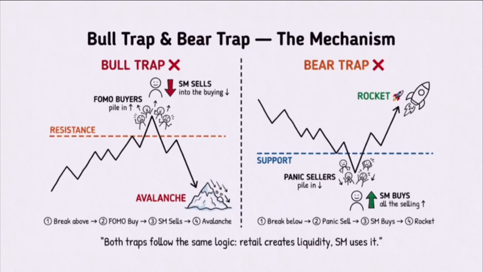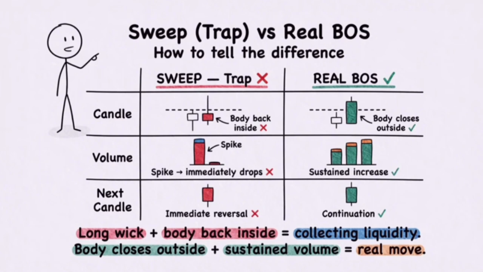It becomes an avalanche. A bear trap at support. Price breaks below support. Panic selling kicks in. Shorts pile on. Smart money buys from all of that selling, absorbing every sell order at discount prices. Then price reverses hard. Short squeeze rocket. So how do you protect yourself?